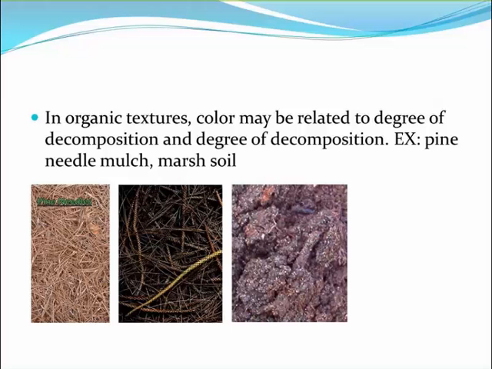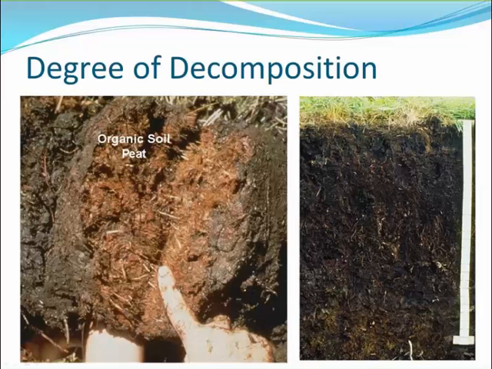So another example of a place where we can see degree of decomposition is in a marsh soil. So here we see a marsh soil where somebody has grabbed a large shovelful and pulled it apart, and you can see the roots from the marsh grasses, and also you can see a reddish brown color from the organic material.